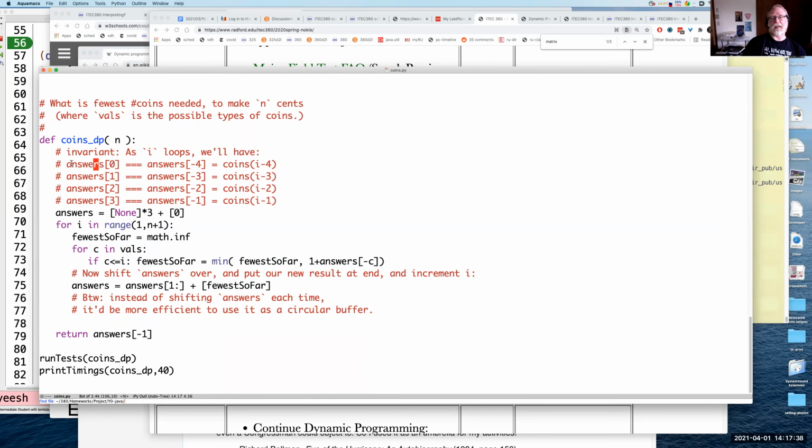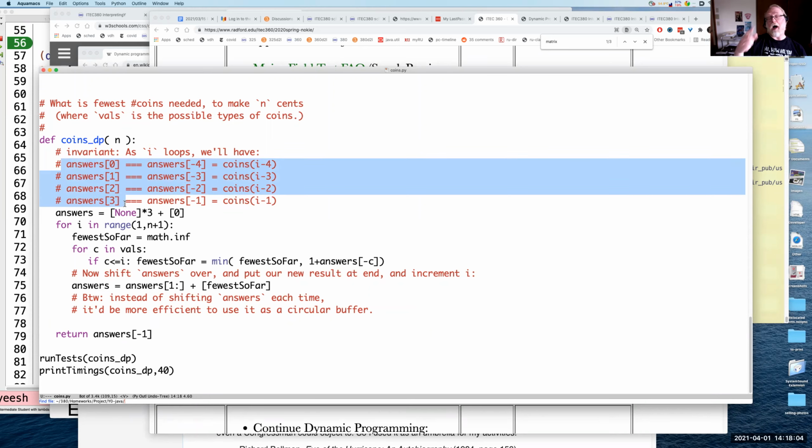Here's what we're going to do. I'm going to keep an array of size 4. And why 4? Because our coin values were 1, 3, and 4, and 4 was the biggest coin size. So I'm going to keep an array, and my array is only going to have 4 things in it.